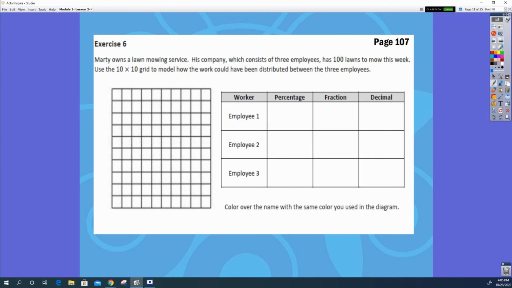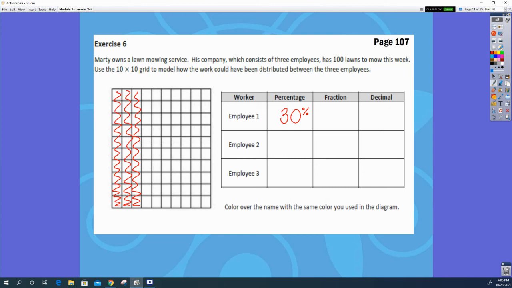the 100 lawns, what percentage of the lawns would they need to mow? So for example, let's say that employee number 1 needed to mow 30% of the 100 lawns. Okay? So employee number 1 would be 30%. All right, what else could we do?